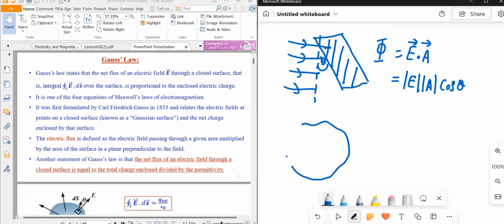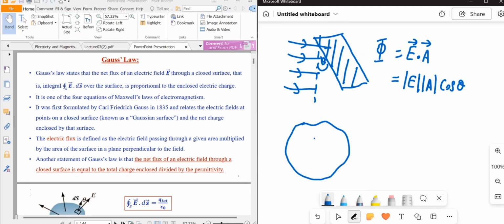A closed surface, we can have some closed surface like this, that is enclosed in a volume or a surface area. Then Gauss law states the net flux of an electric field E through a closed surface, that is the surface integral, is proportional to the enclosed electric charge. Now we know what flux is.